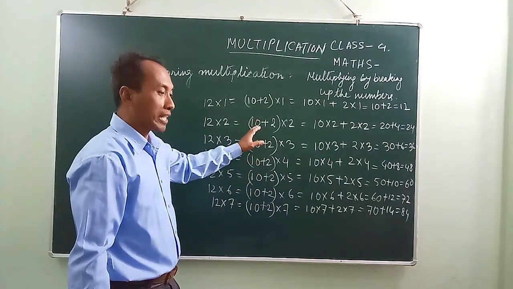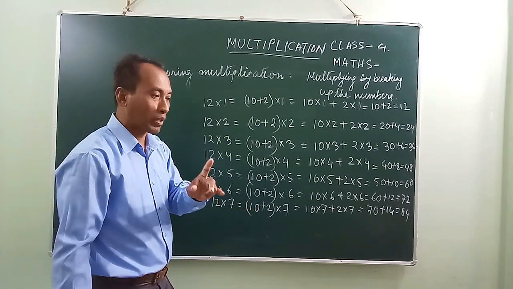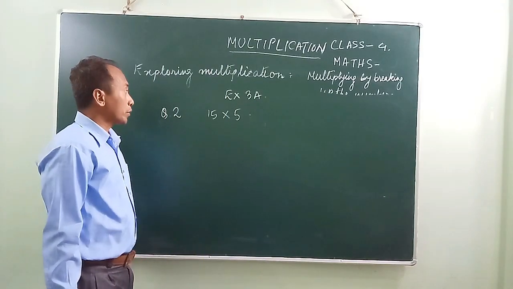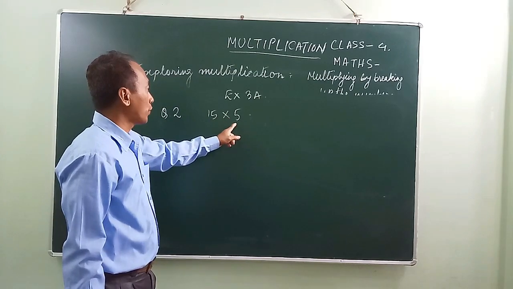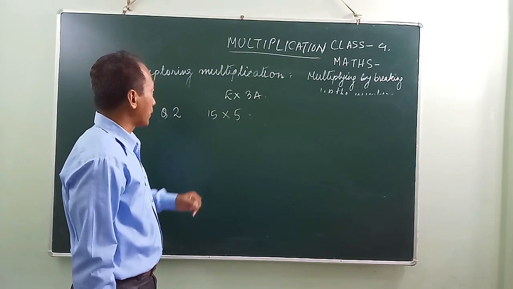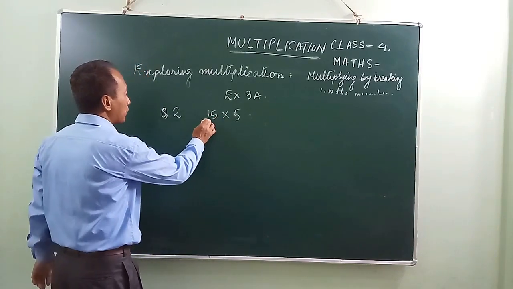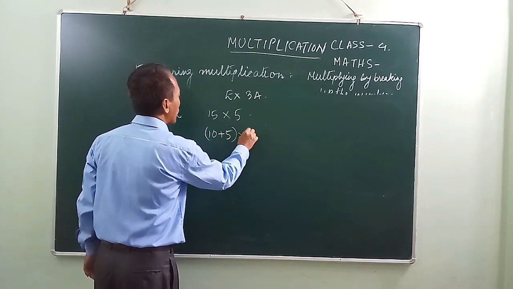Similarly, you can do exercise 3a, question number 2. I'll show you one and you can do the rest at home. For example, students, let us do exercise 3a, question number 2, part C, 15 into 5. So what will you do? How will you do 15 into 5? Let us make it 15 into 10 plus 5.